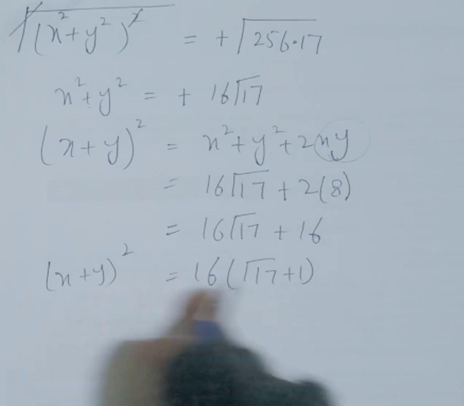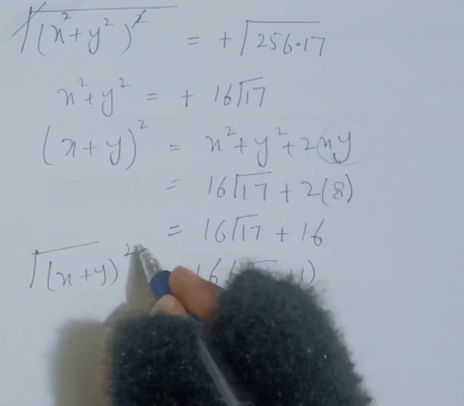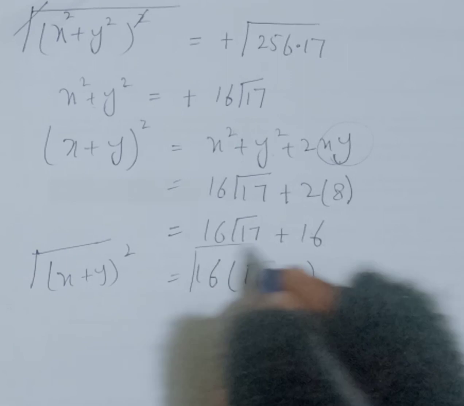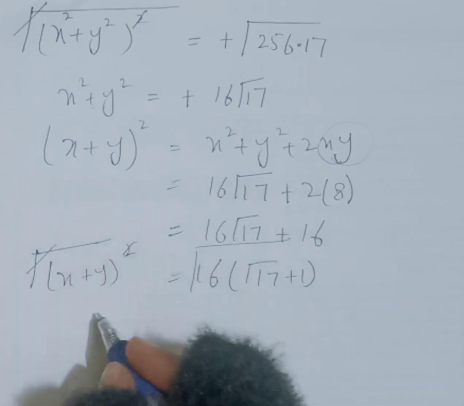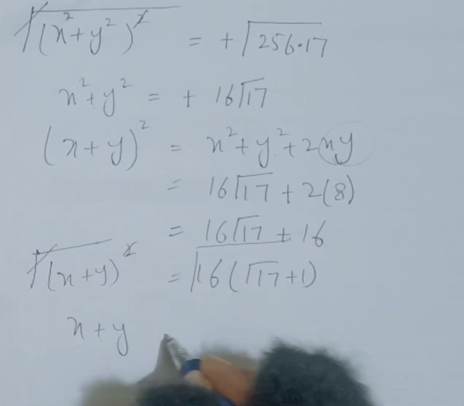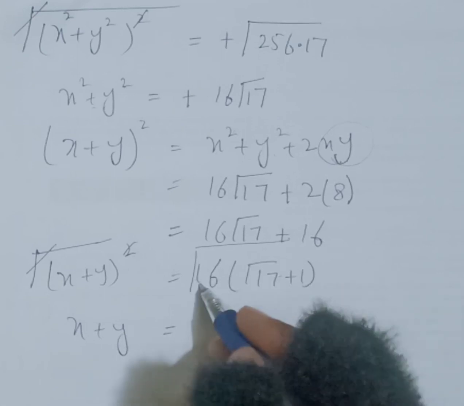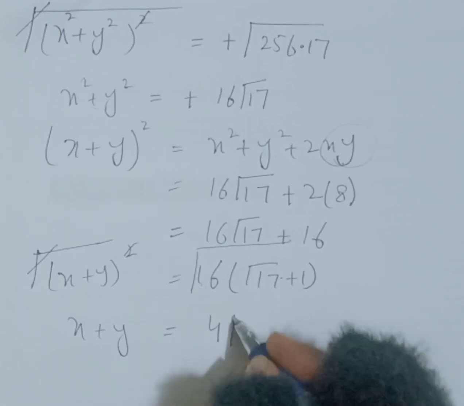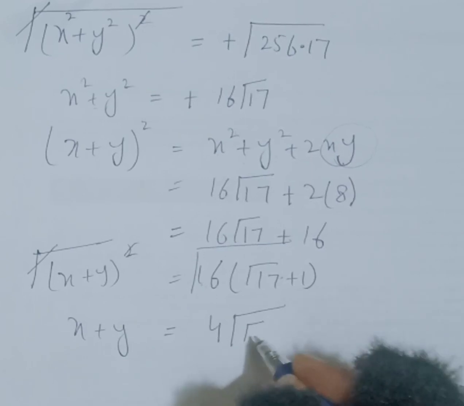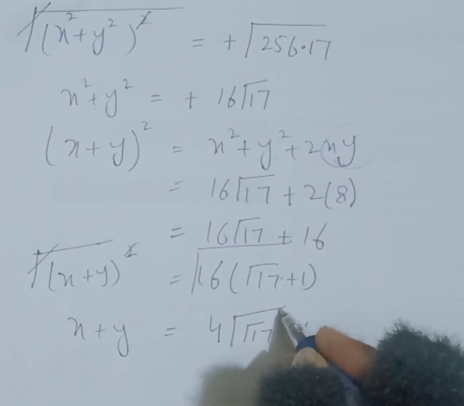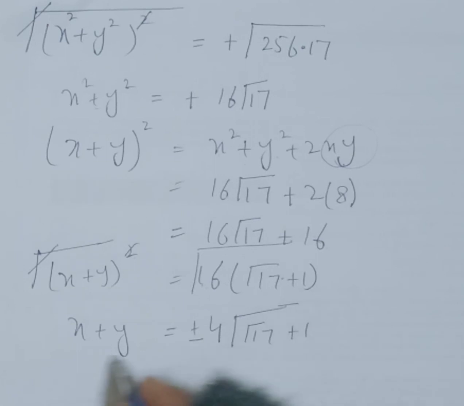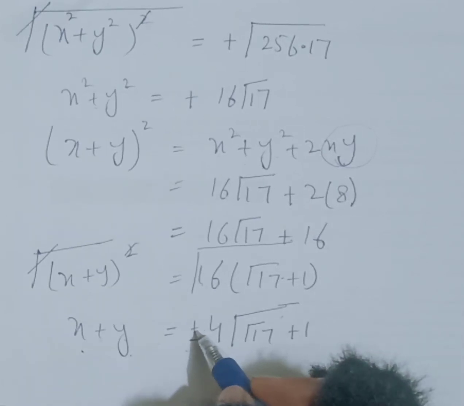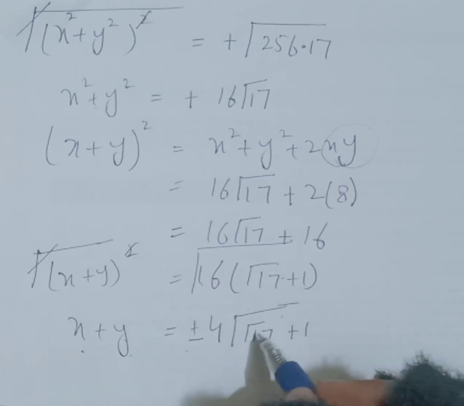so we take a square root on both sides, and this square and square root cancel, we just get x plus y. And look at the right hand side, there's a 16 and the square root of 16 is 4, and this is the square root of square root of 17 plus 1, plus minus. So the value of x plus y is plus minus 4 times the square root of square root of 17 plus 1.